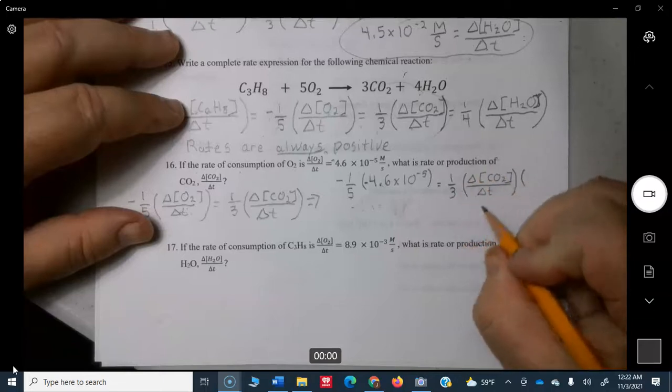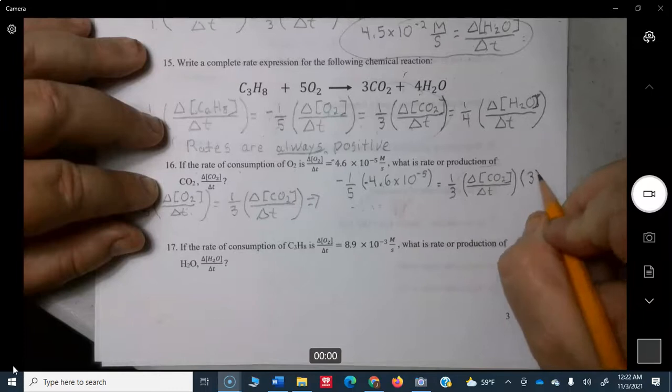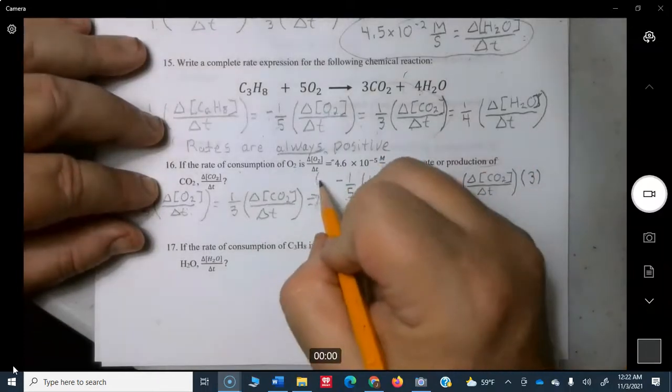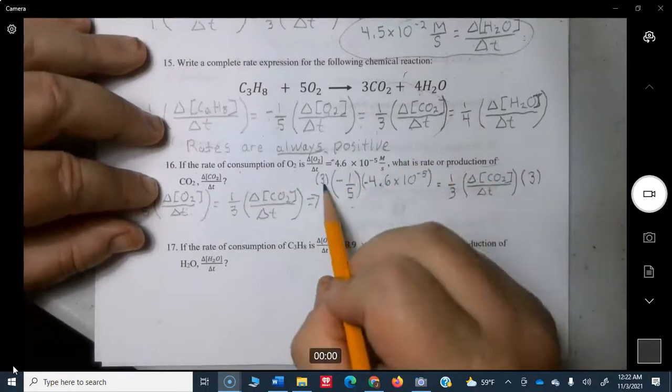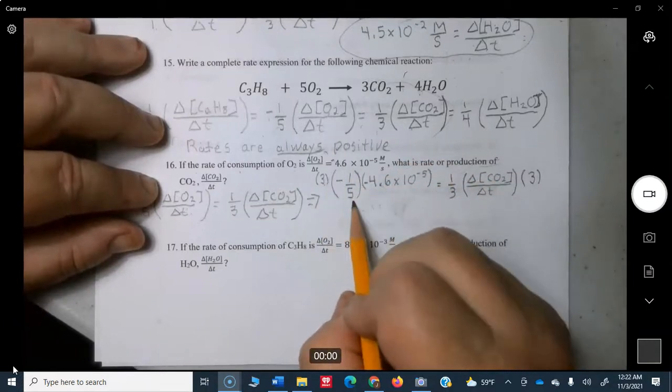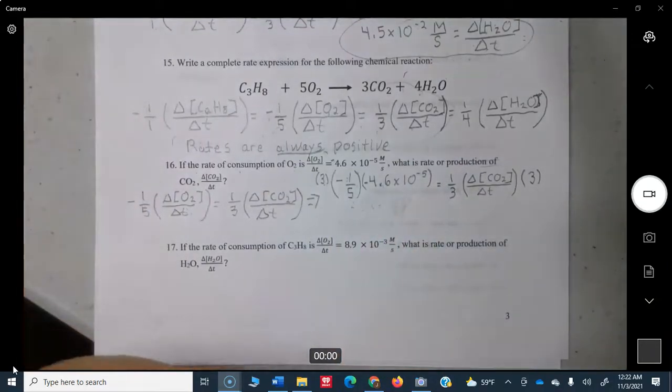What we're going to do on both sides is multiply. We need to isolate this. This is what we're looking for, the rate of production of CO2. So we're going to multiply by 3, just like we did on the last problem. Come over here and put a 3 there, and I'll close that. So it's going to be negative 3/5 times negative 4/6. So do that on your calculator.